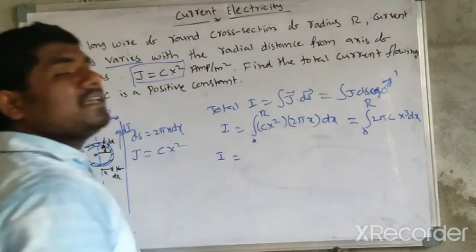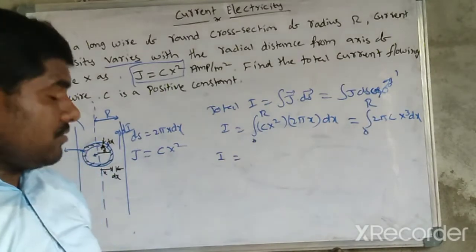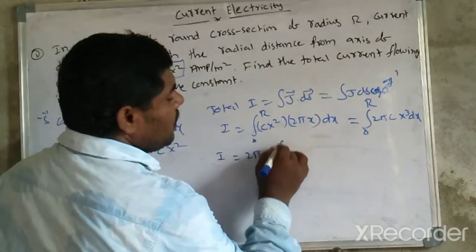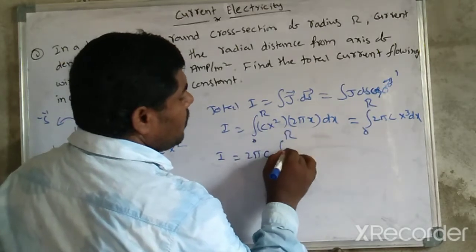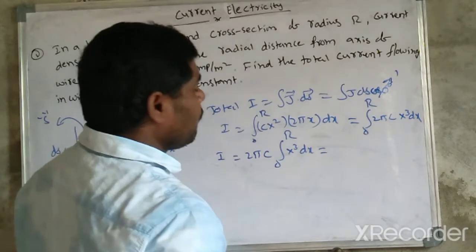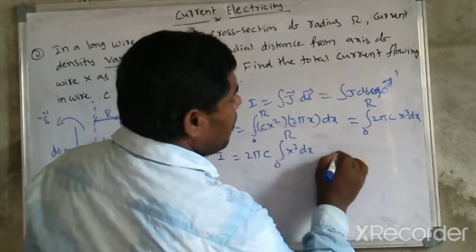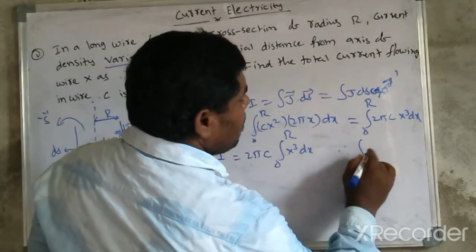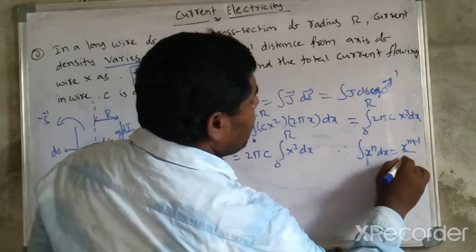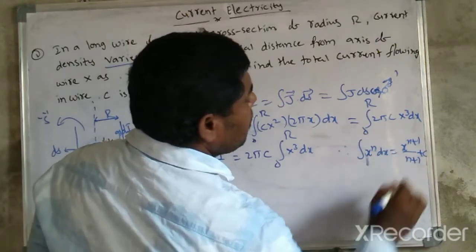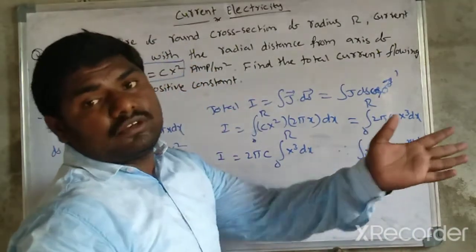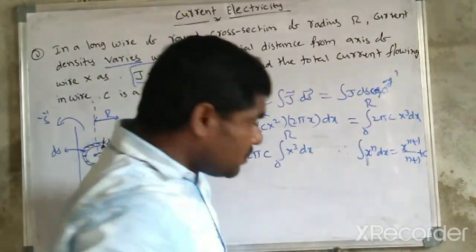So here 2 pi c you may write out of the integration, because it is a constant: 2 pi c integral 0 to r x cube dx. Already we know this formula: integral of x power n dx is equal to x power n plus 1 divided by n plus 1, plus c. If limits are not given, you may write plus c. If limits are given, there is no need to write plus c.